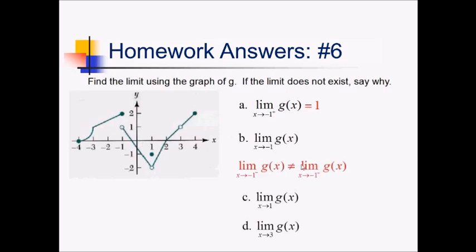Since left and right do not match up here for the g function, that means that we have no limit as x approaches -1 from both sides. And then for part C, as x approaches +1 from both sides, from the left we're at -2, from the right we're also going toward -2, so that's our limit as x approaches 1. And as x approaches 3, that's this spot right here, from the left we're moving toward the y value 1, from the right we're also moving toward the y value 1, so 1 it is for part D.